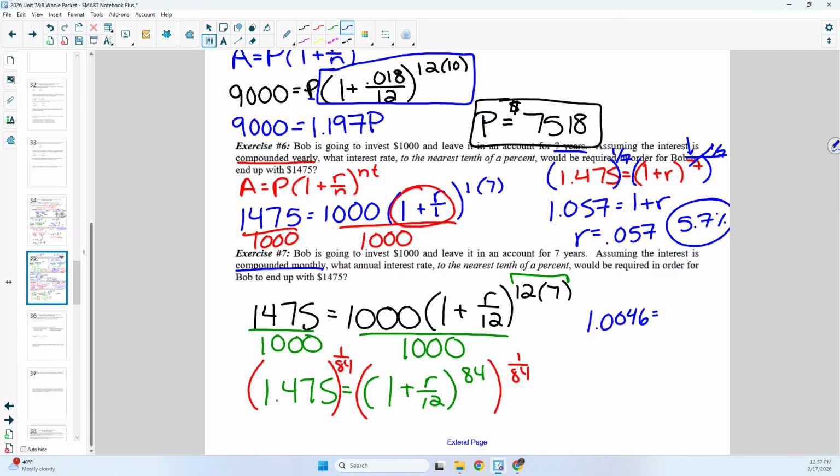1.0046 equals 1 plus r over 12. So again, I'm going to subtract the 1 over and get 0.0046 equals r over 12. And then lastly, multiply by 12. So you can see in these problems, we really have to pay attention to our reverse order of operations, right? Doing things in the correct order, otherwise we're not going to get the right answer when we solve. That gives me 0.056, which is 5.6%. So we need a little less interest because of that compounding, which we know makes things grow faster.